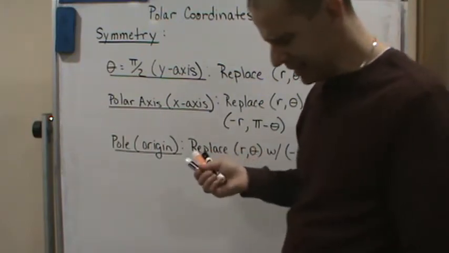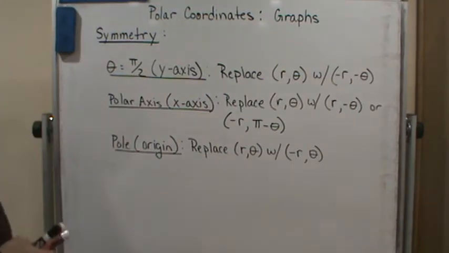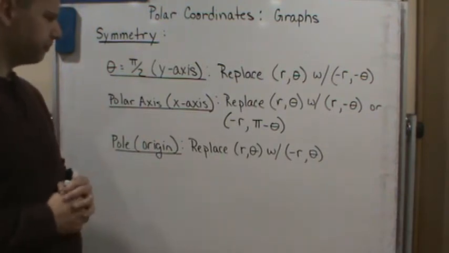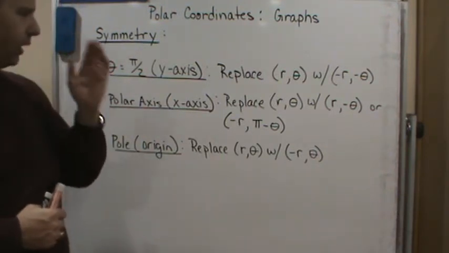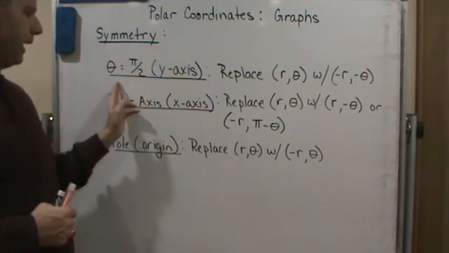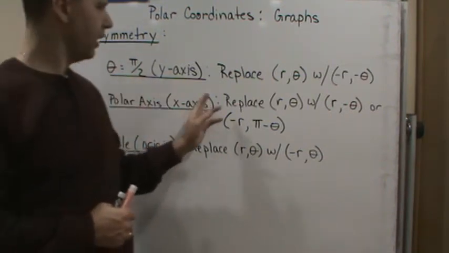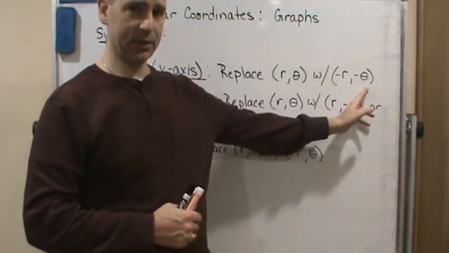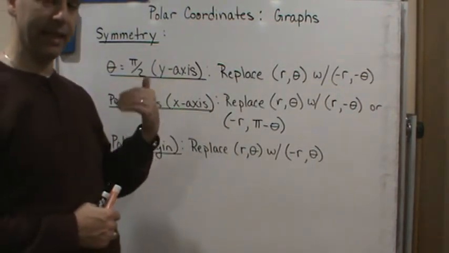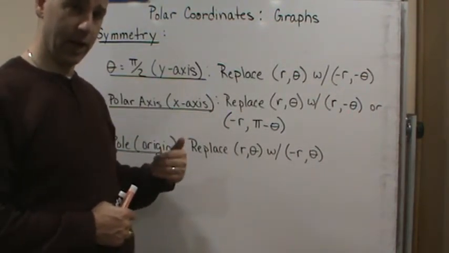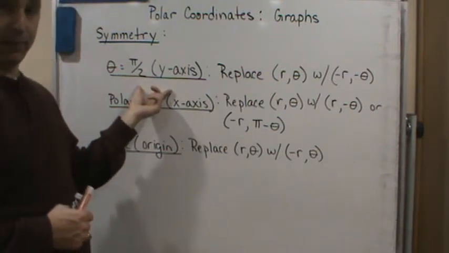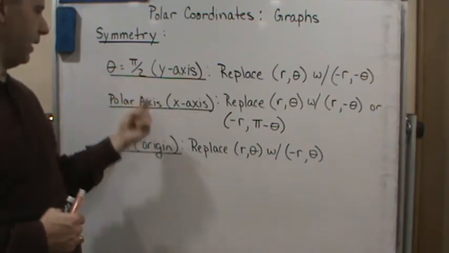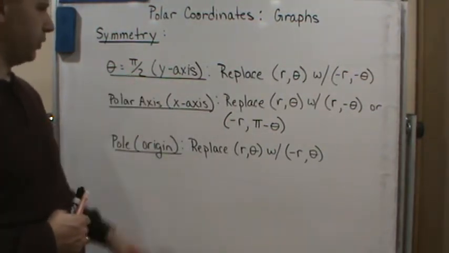Now the test that we're going to do is the test to see whether a graph is symmetric about any one of these or more than one of these. And it's very simple. For theta equal to pi over 2, or 90 degrees, all you do is replace r comma theta with the opposite of r and the opposite of theta. If you do that and you get the equivalent equation out, then it passes, and it is therefore symmetric with respect to the line, the angle pi over 2.